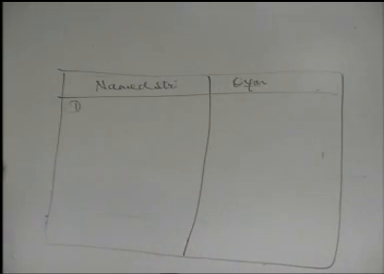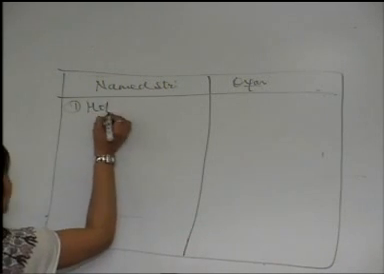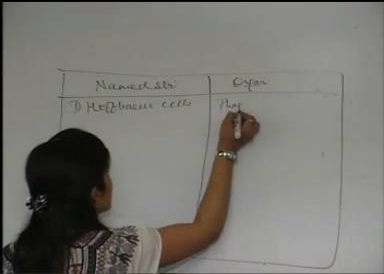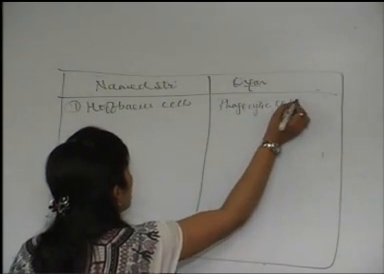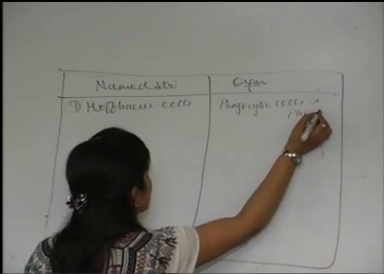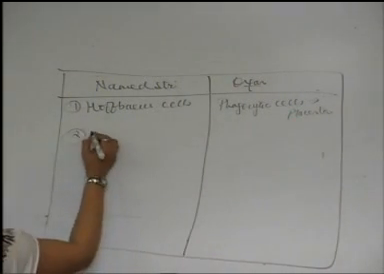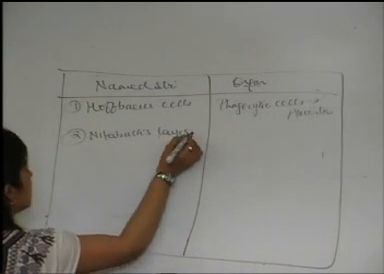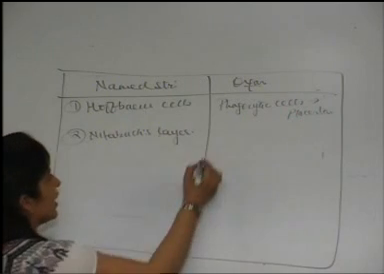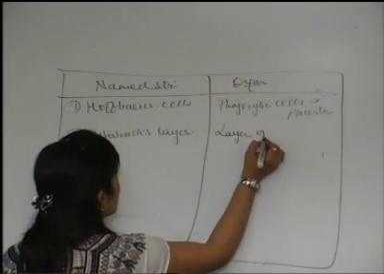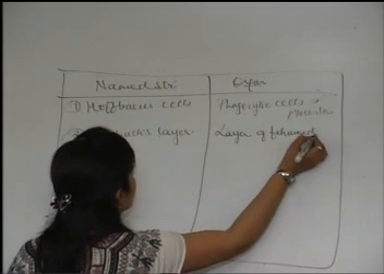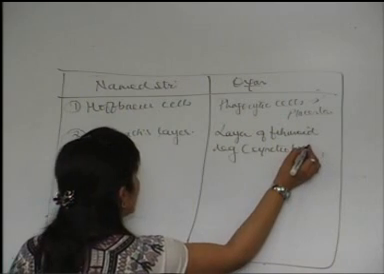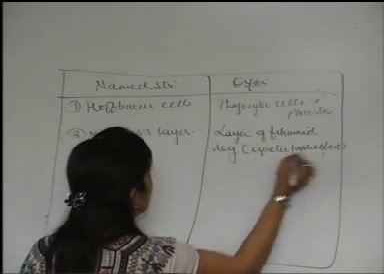Number one named structure is Hofbauer cells. Hofbauer cells, they are phagocytic cells which are found in the placenta. Second is Nitabuch's layer. Nitabuch's layer is a layer of fibrinoid degeneration formed by the syncytial trophoblast, and again it is found in the placenta.